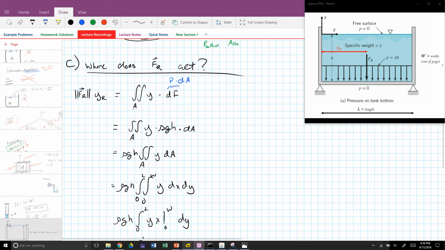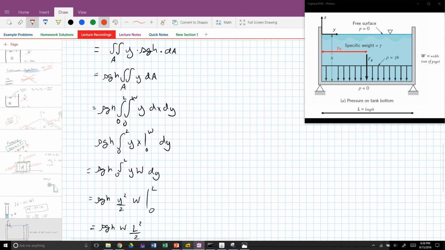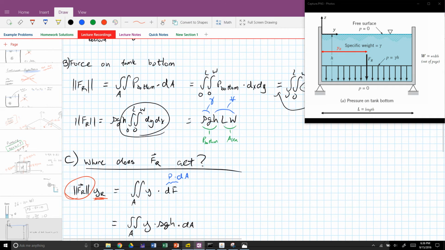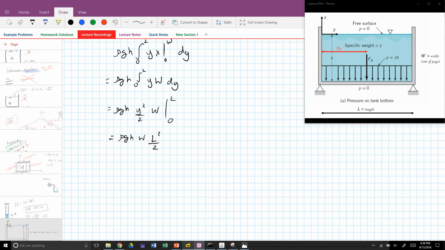So harking back to this equation right here, how do we compute this y sub r component? Well, we divide both sides by the resultant force, which we calculated in the preceding step. And this resultant force was simply equal to rho g h L W. So let's go ahead and say y sub r is equal to this rho g h L squared over 2 W divided by rho g h L W.